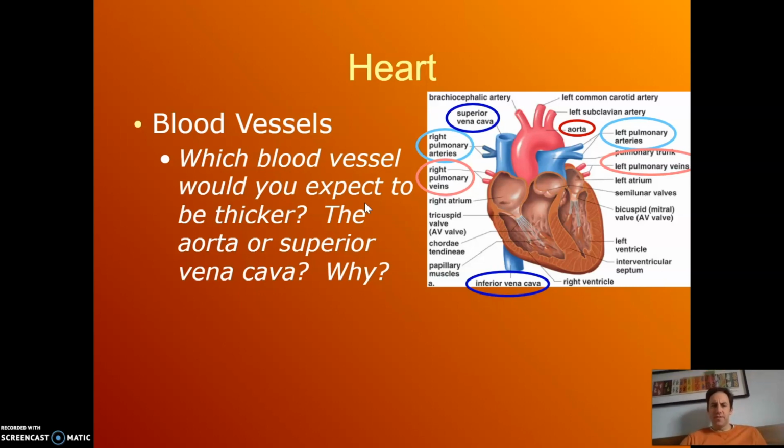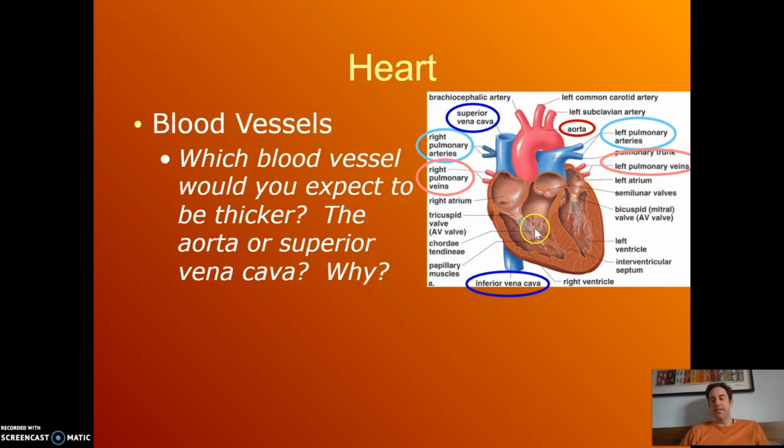Take a moment. Which blood vessel would you expect to be thicker? The aorta or the superior vena cava, and why? And the answer is the aorta. And the reason why is the left ventricle is pumping the blood into that aorta. And so when that left ventricle is going boom and pushing with a lot of force, that blood in the aorta is like, and that aorta needs a thick wall to absorb that force.